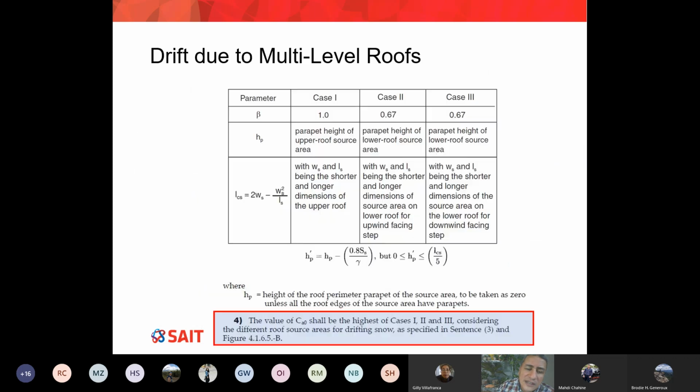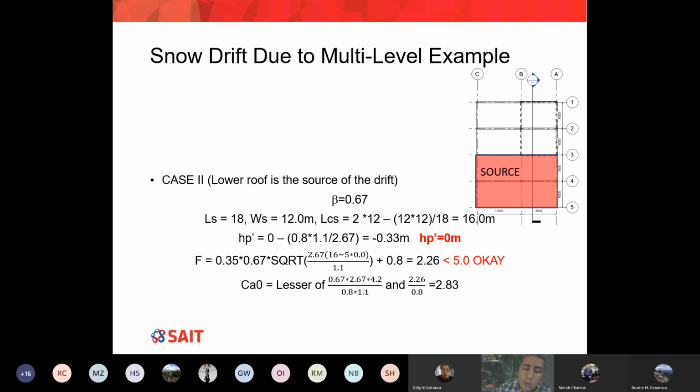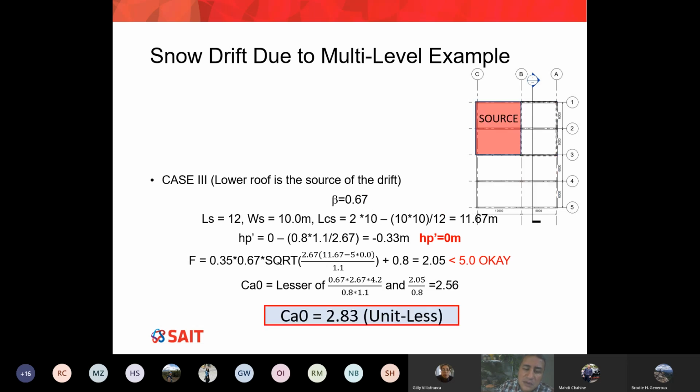So on this slide, guys, statement number 4 says the value of CA of 0 shall be the highest of case 1, 2, and 3. So all I have to do is compare: here we have 2.71 from case number 1, 2.83 from case number 2, and finally 2.56 from case number 3. So your CA of 0 is equal to 2.83, the maximum of the 3 of them. Very important, it is unitless.